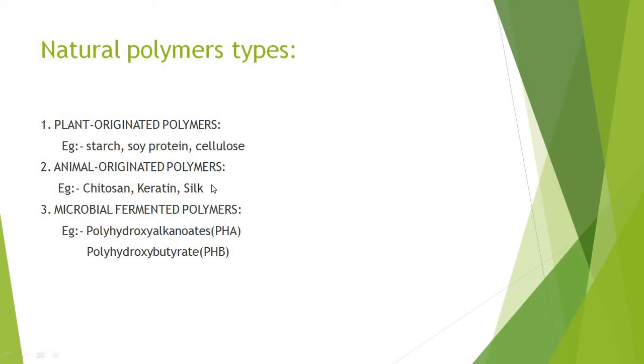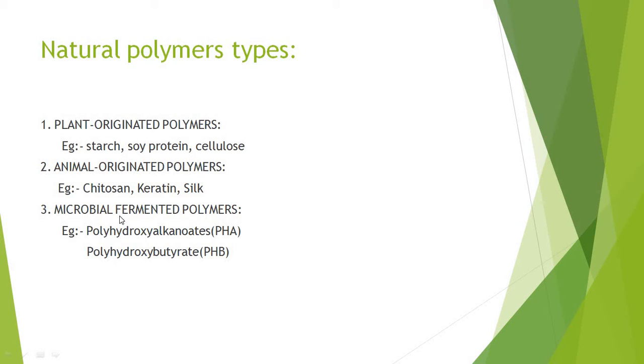Next, silk. Silk is also a protein produced by silkworms. Silkworm will produce this protein called silk. It is found very useful for different applications like medical applications in wound healing. It is used in tissue engineering of bones, tissues and all.